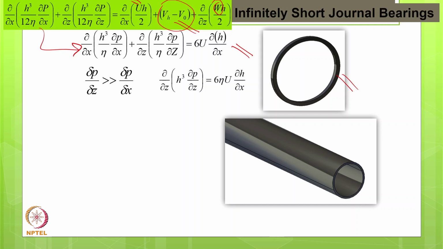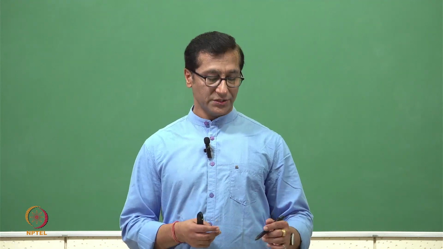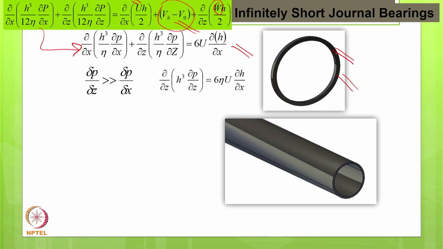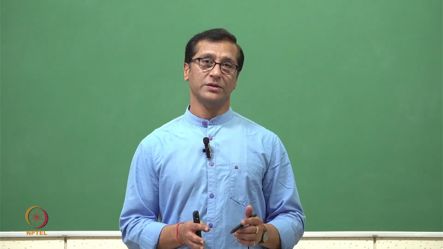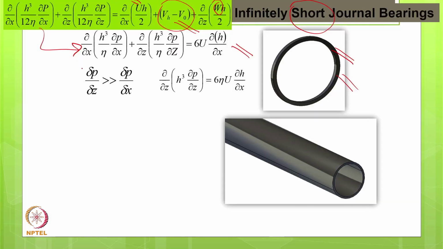Again, because there is a trend of reducing the size of the components, more and more short bearings have now become common. The bearing diameter can be bigger but the length has to be smaller, and that has been done. So in this situation what will happen: the pressure gradient in the Z direction, this is the Z direction, is much higher compared to the x direction. So if this is 5 to 10%, we will try to simplify the equation in this manner.